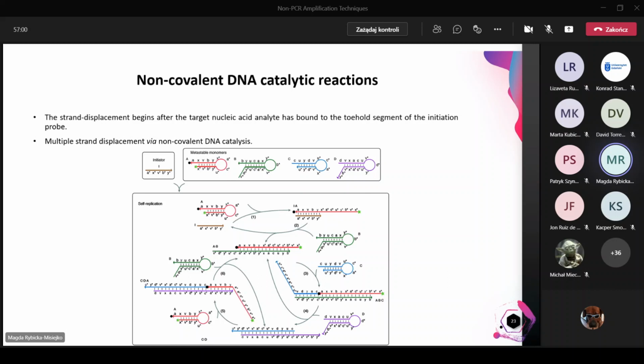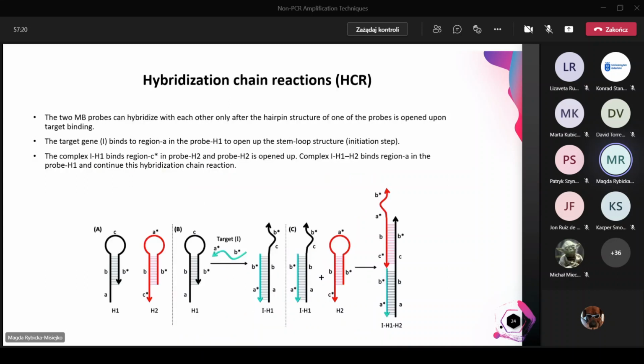Probe D is designed to also contain a region of complementarity to probe A, so that the probe CD complex can also open the stem loop structure of probe A. And this series of cascade reactions leads to exponential amplification.